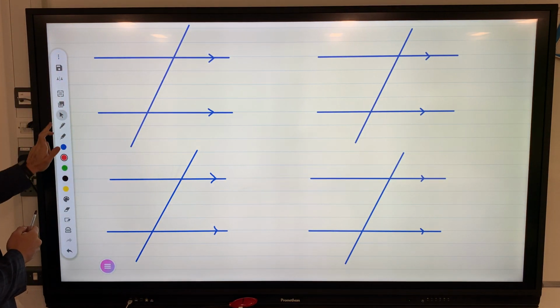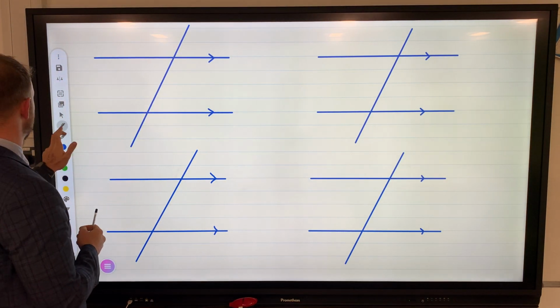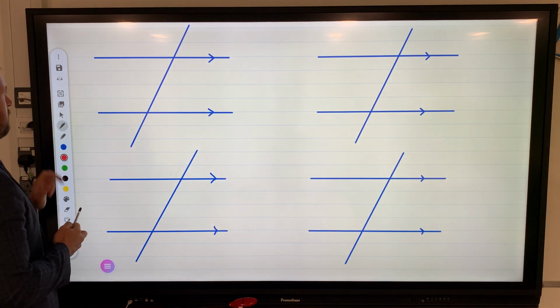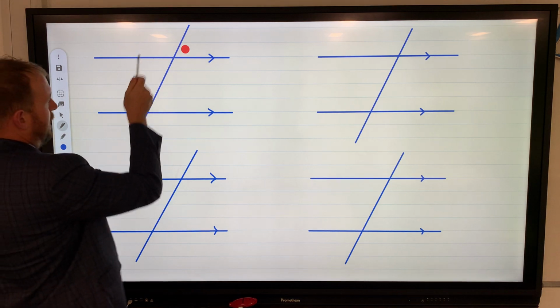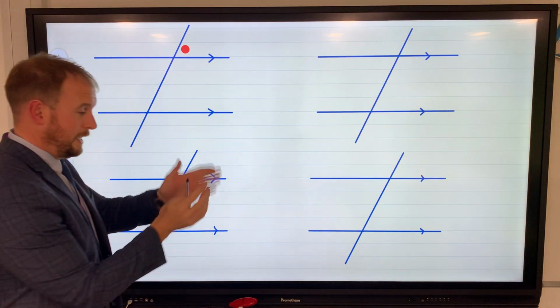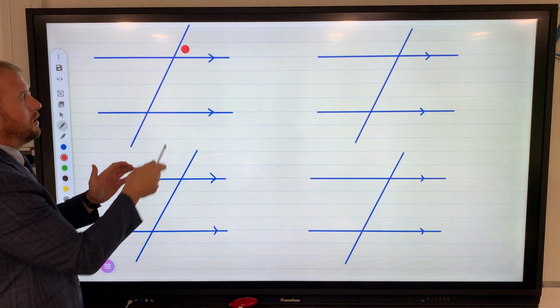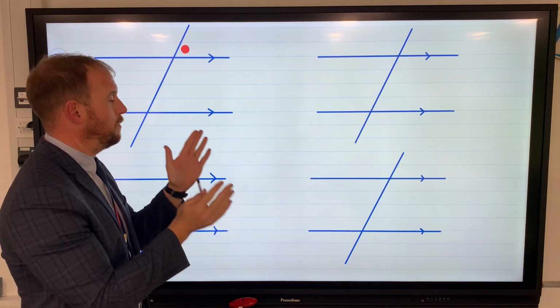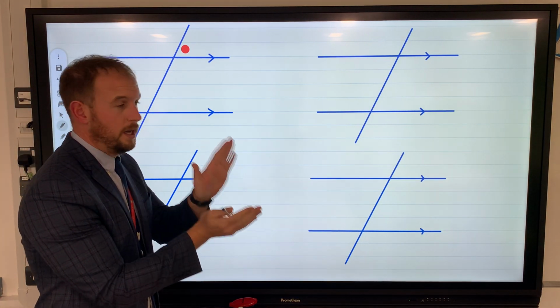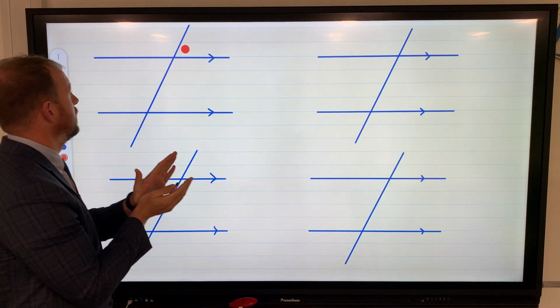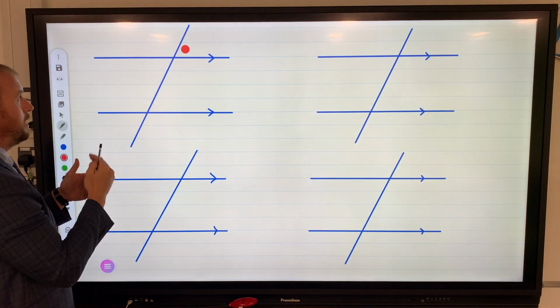So let me use this chunky pen here, and I'm going to look at this angle here. Okay, looking at that angle, it's acute. Okay, it's less than 90 degrees. It looks like the tip of a mouse's nose. Okay, so we know it's acute. Think of a mouse's nose. Mice are cute because they're small. Something to help you remember these little facts.